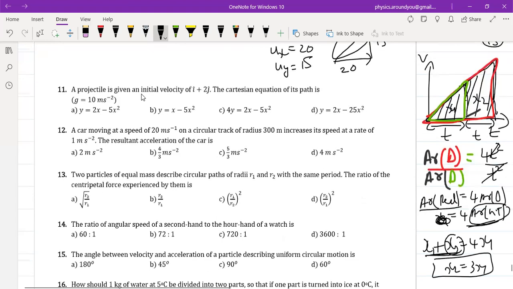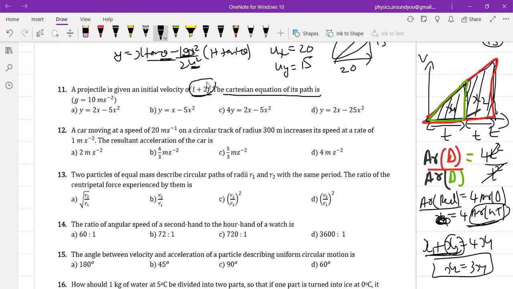Now the 11th question. A projectile is given an initial velocity this much. Find the equation of its path, the trajectory. For the trajectory equation, y equals x tan theta minus half g x squared upon u squared times 1 plus tan squared theta. For this, I just need the tan theta value and the u value, and I'm done. For that, they have given this information: i plus 2j.